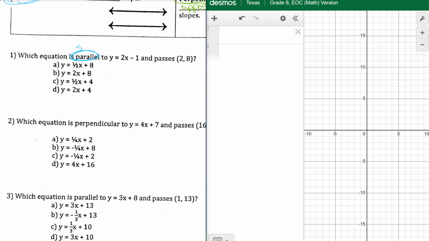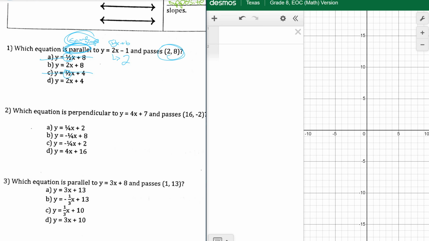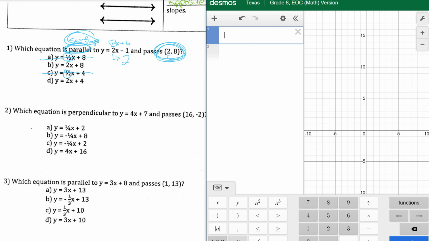Parallel means same slope. So we see the slope here. That's our m. Remember, y equals mx plus b. M is slope. B is y-intercept. So if they're telling me to use the same slope, then I'm just pulling that too. Same slope as that. So I look at my answer choices and I can already cross out the ones that don't have a slope of 2. So now it's just between b and d. And it wants to know which ones of those pass through that point. Well, make the point on your table, open parentheses, 2, 8.